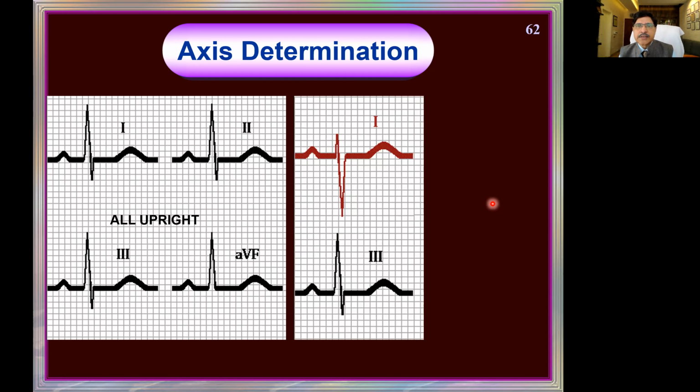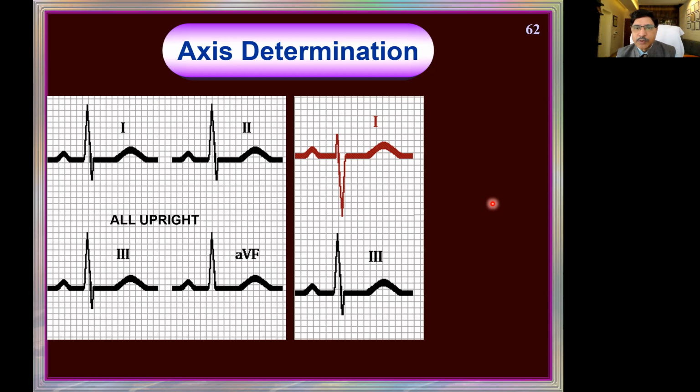Now, in this case, L1 is recording a negative deflection and L3 is recording a positive deflection. L3 is an inferior lead. The positive deflection tells me that the impulse is going down. Okay, that is normal. But instead of it going towards the left side, the left-sided lead is recording negative. That means it is not going to the left. It is going away from the left, that means to the right. So such a situation is what is called right axis deviation.